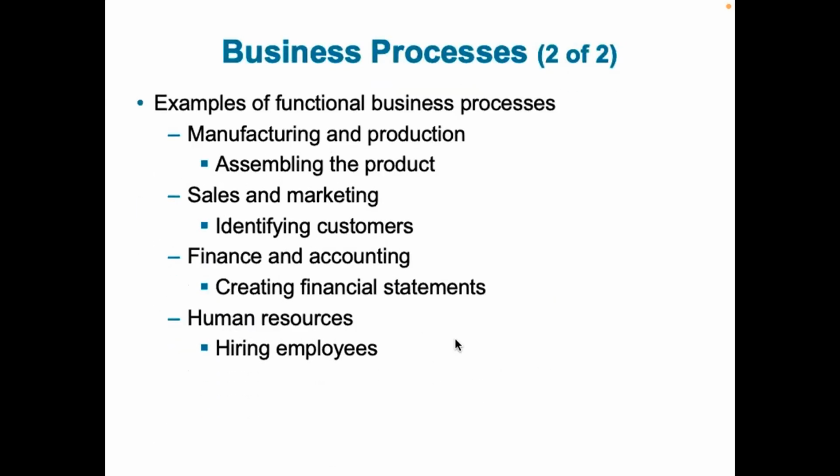When we are talking about functional areas, these are examples: manufacturing and production. Under manufacturing and production, a typical business process may be assembling a product. Sales and marketing, maybe identifying or looking for what? Customers. Finance and accounting, creating financial statements or recording in what? Journals, books of entry. Then human resources, hiring employees. And hiring employees is a big task. Advertising will come under it, selection will come under it, and all of that.